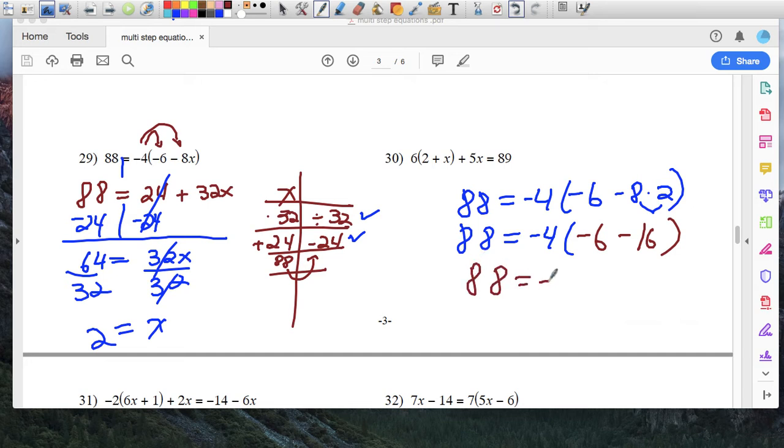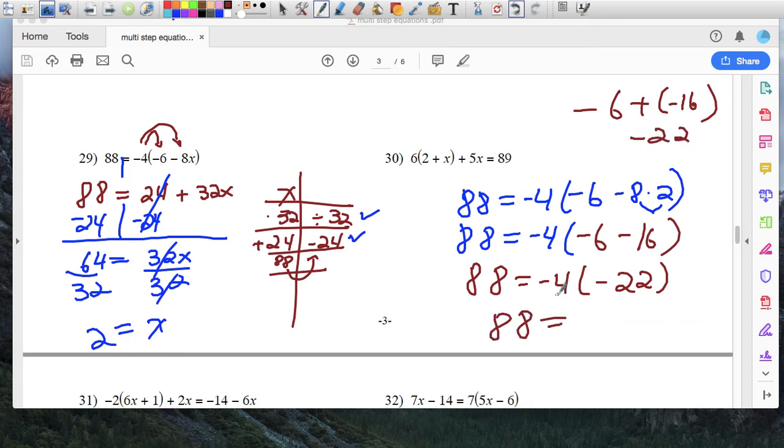Continuing. Inside the parentheses, negative 6 and negative 16 is the same thing as negative 22, right? Because it's negative 6 plus negative 16. Two negatives I add, they're friends, right? So it's negative 22. And negative times a negative is a positive, and 4 times 22 is 88. Done.